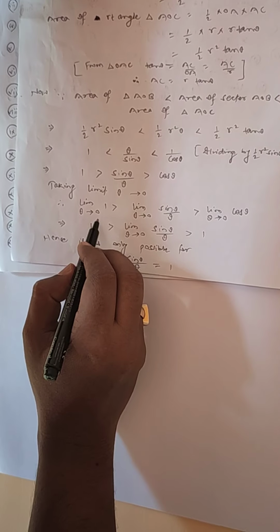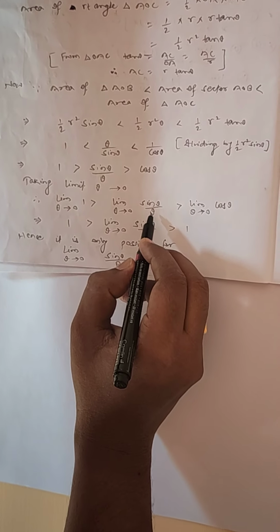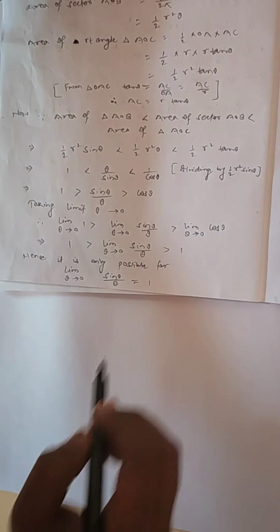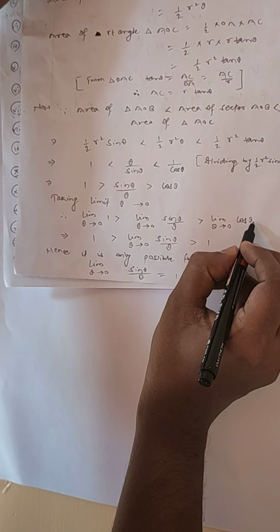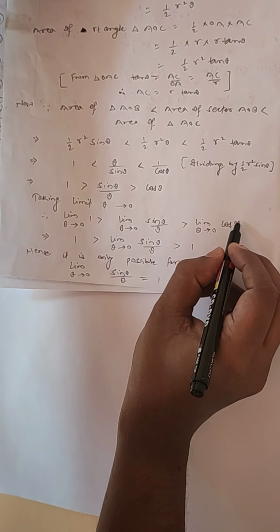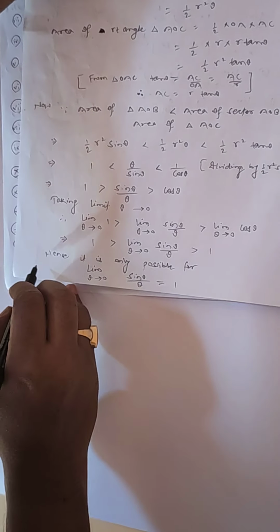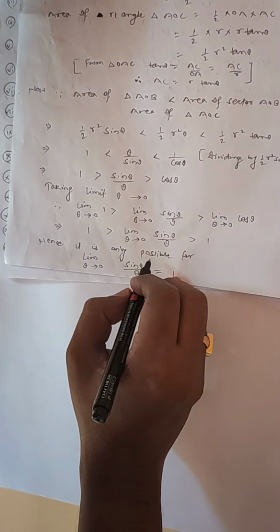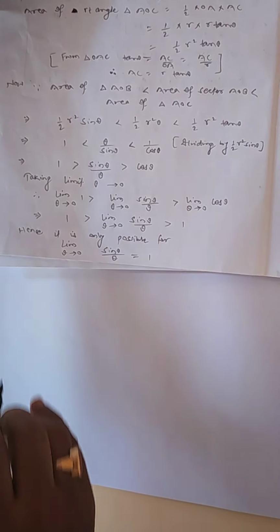Now taking limit theta tends to 0. 1 is greater than limit theta tends to 0 of sine theta by theta, which is greater than limit theta tends to 0 of cos theta. Here we substitute theta as 0. That gives us 1, because cos 0 is 1. So 1 is greater than limit theta tends to 0 sine theta by theta greater than 1. Hence, it is only possible if limit theta tends to 0 sine theta by theta is 1.